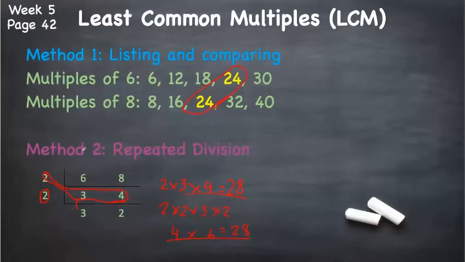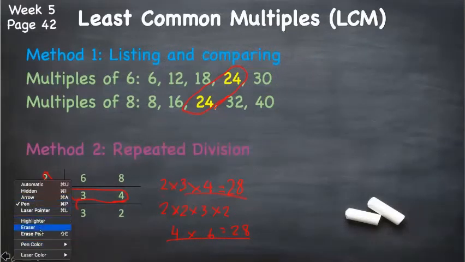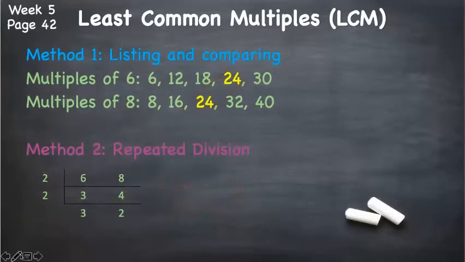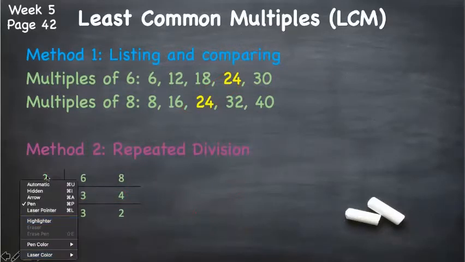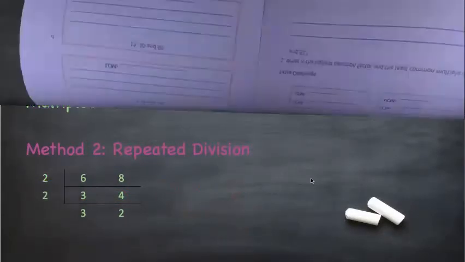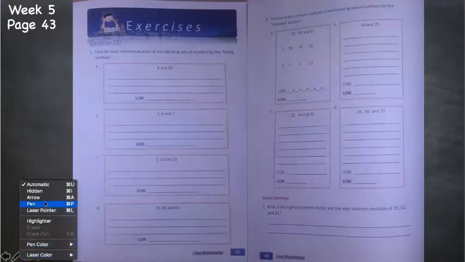Now that you are familiar with method 1 and method 2, we can continue to the next slide. All right, let's have some examples in your book. We have here 6 and 30. What we have to do is find the LCM of 6 and 30 by listing. All right, let's try and list that.